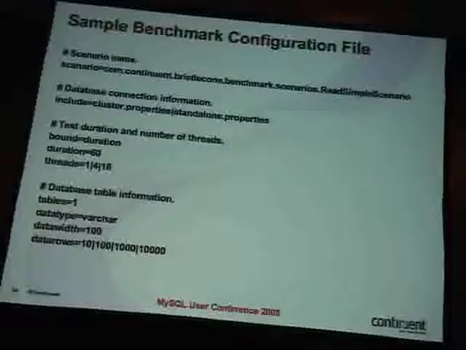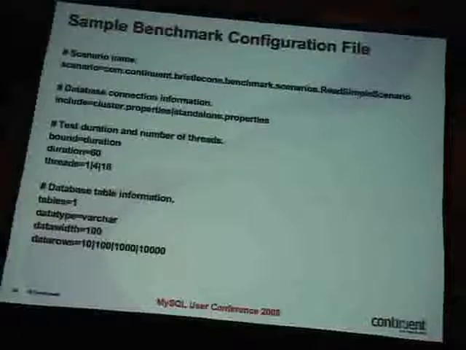Then I'm going to run a test for 60 seconds. I'm going to try it with 1, 4, and 16 threads. And I just use the pipe symbol to say I want to try these different combinations. And then for this one, it's a simple read. So it's basically just going to read all of the rows in this table. There's only one of them.